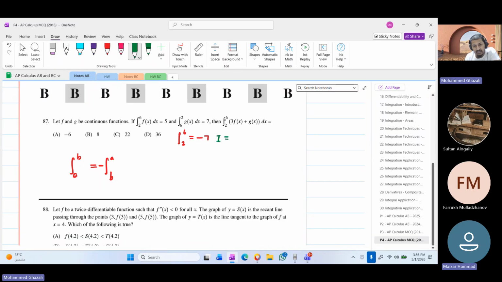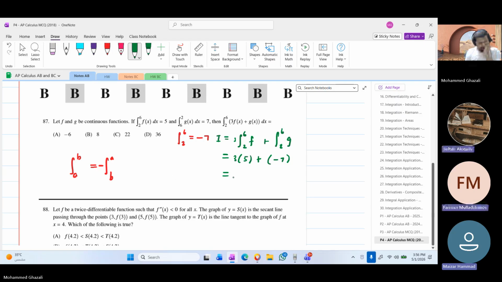So now let's evaluate this integral: the integral from 2 to 6 of 3 times f plus g. Just substitute. The integral of f is 5, so 3 times 5 is 15, plus the integral of g, which is negative 7. What's the answer? 8. Correct, 15 minus 7. There's nothing to evaluate here, just basic laws.